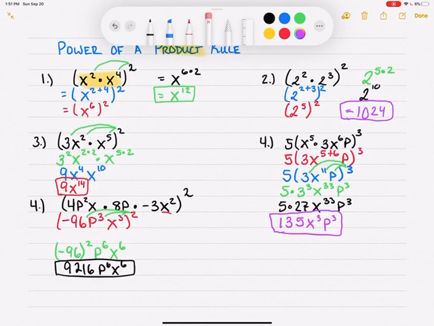Alright guys, that was the power of a product rule.